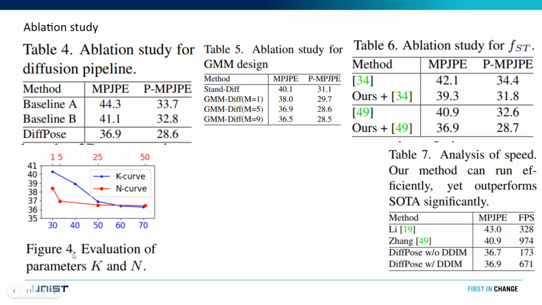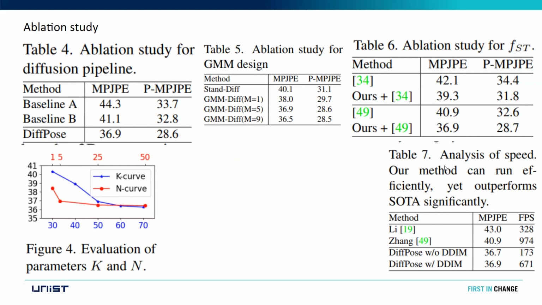And this figure shows the evaluation of parameters K and N. So N is the number of samples, K is the diffusion steps. As you can see, it saturates at this point. This number represents MPJPE, so it decreases significantly, but at this point it stops.